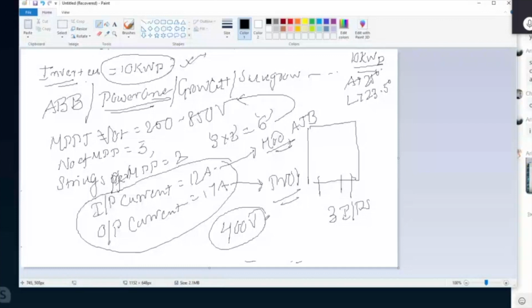You can take this as a thumb rule. For a three-phase inverter it will be 400 volts. Otherwise you can check it in your data sheet. The data sheet also has this. So this is your output voltage.